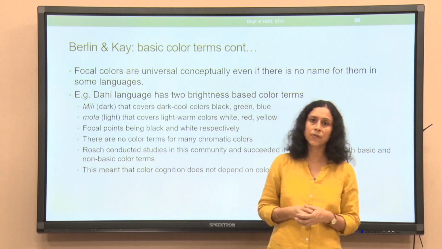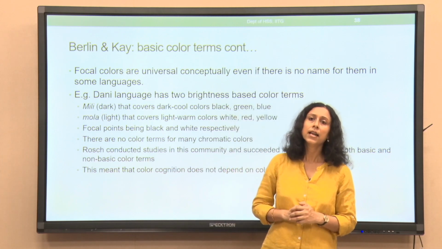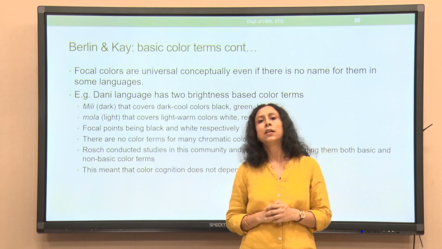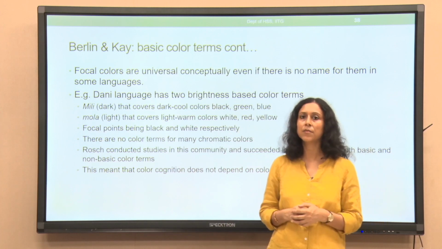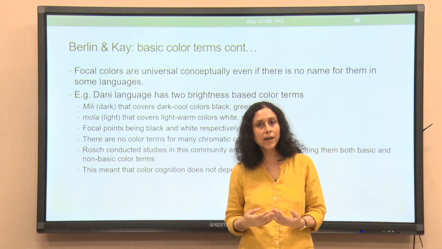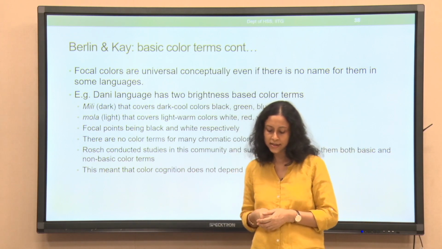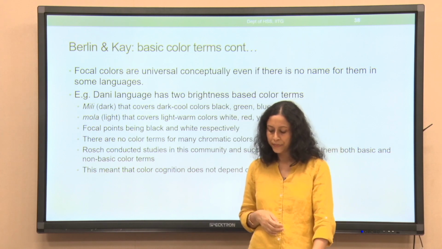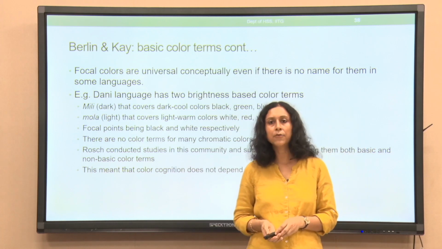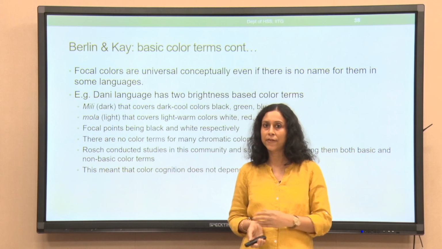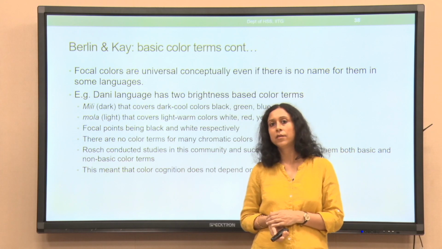This was the other strand of research carried out by Rosch and her group, and it turns out that it does not. Limitation in the number of terms for colors does not really mean limitation in your capability to either identify or to learn the names. Rosch actually conducted studies in this community and succeeded in teaching them both basic and non-basic color terms. If the language had a limiting factor, this would not have been possible. So, this means that color cognition does not depend on color terms.